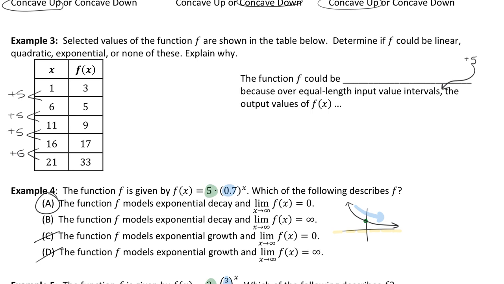Let's check the output values now. How do I go from 3 to 5? Plus 2. How about from 5 to 9? Plus 4. How about from 9 to 17? Plus 8.